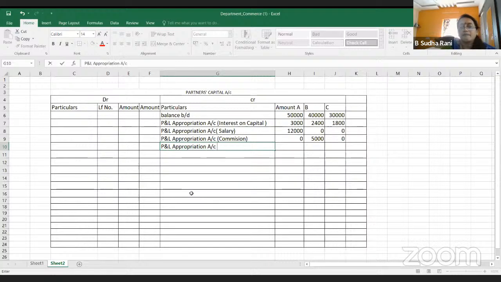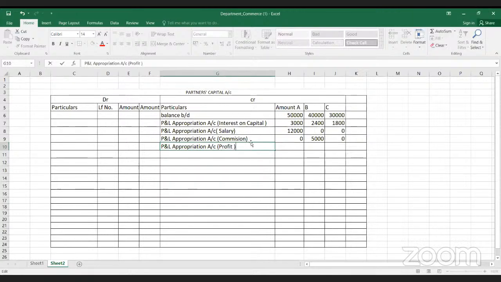What is the profit we distributed to them? Just now you calculated. I showed you 3 is to 2 is to 1 how to calculate. A 6,000, B 4,000, C 2,000. Very good.